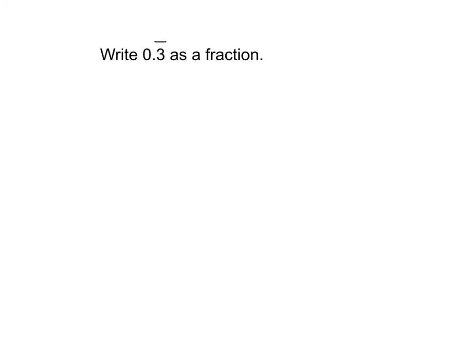Let's imagine we were given the problem, write 0.3 repeating as a fraction. First thing we need to do is set a variable. Let's make n equals 0.3 repeating. Now, because only one digit's repeating, we're going to multiply that by 10. 10n, when we multiply it, is now going to come out to 3.33333333.